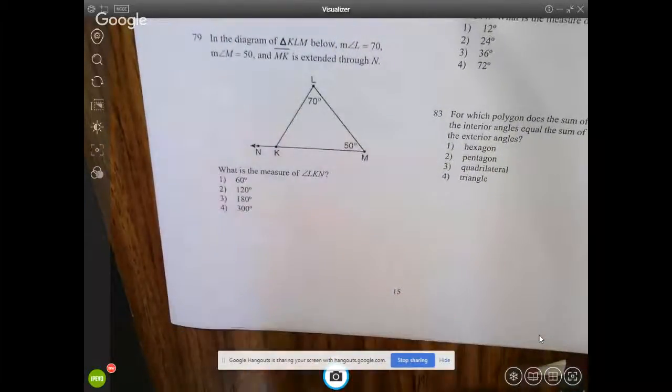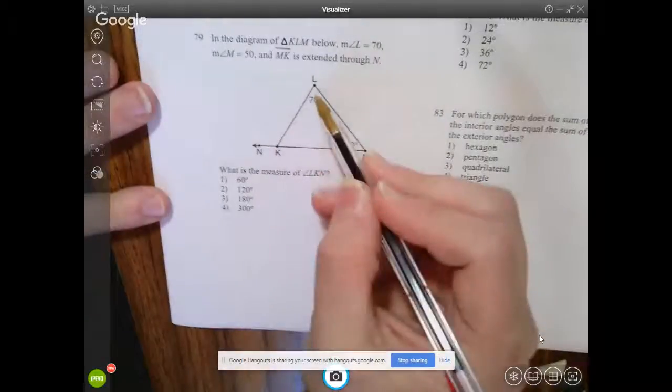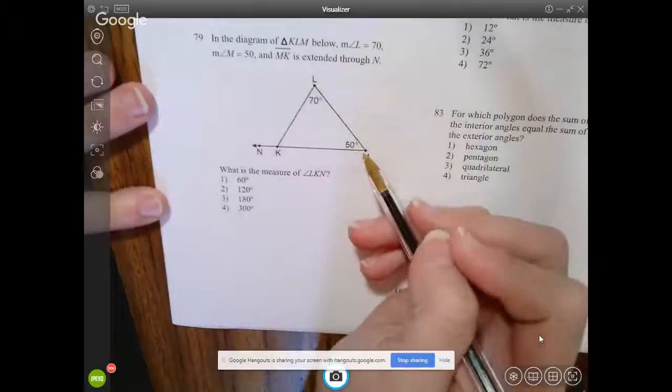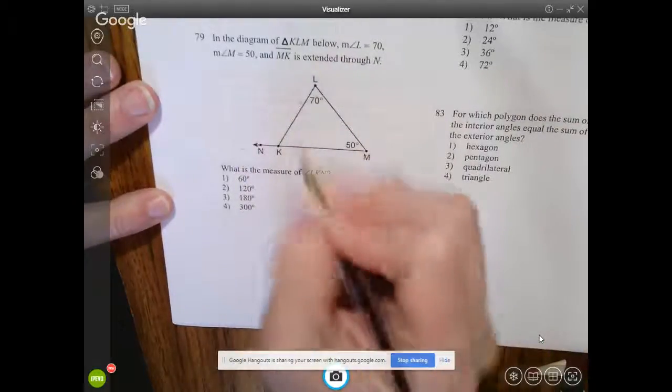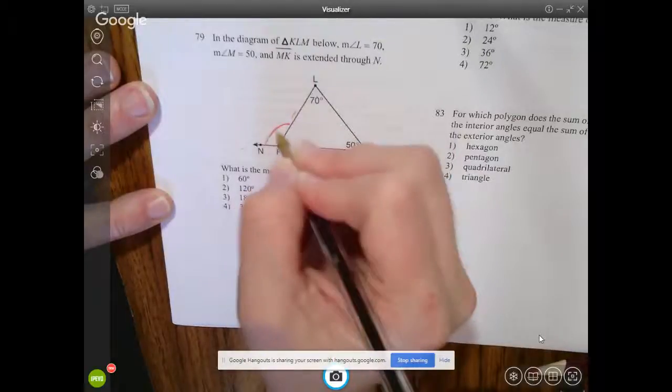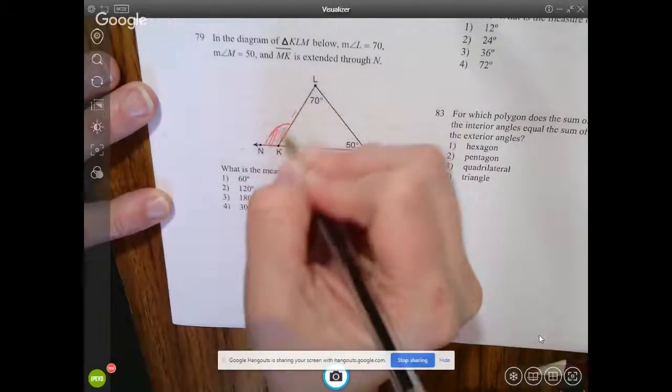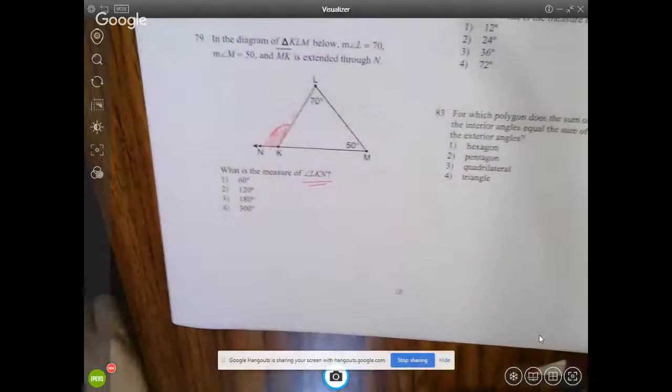In the diagram, triangle KLM below, the measure of angle L is 70. The measure of angle M is 50, and it's extended. What is the measure of L and K? Who's got this one? It's 2. Why is it 2? Because, well, you know what I did?